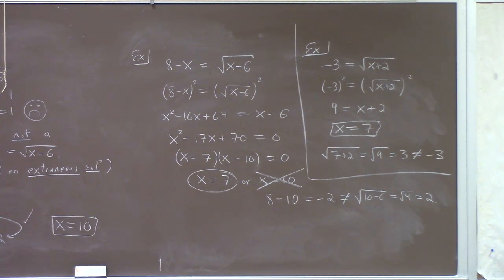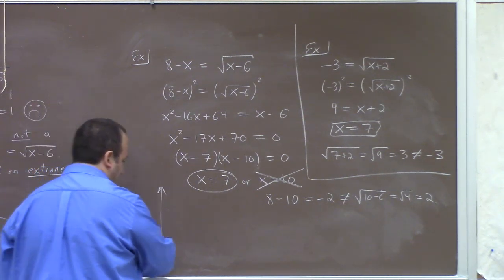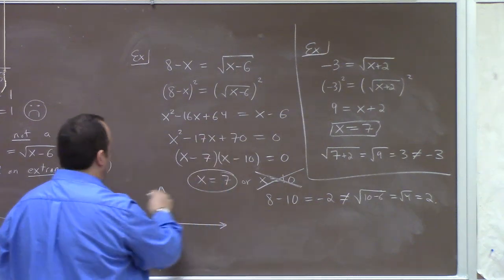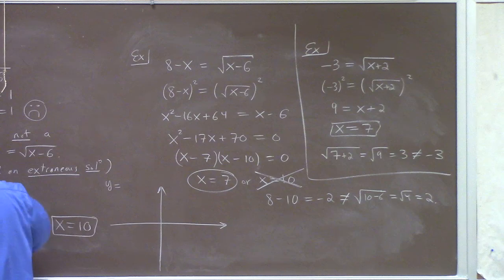And we could understand this graphically. I like to think about these kinds of problems graphically. So y equals the square root of x plus 2. What's that look like? Let me make myself some room. I'll think about it over here.